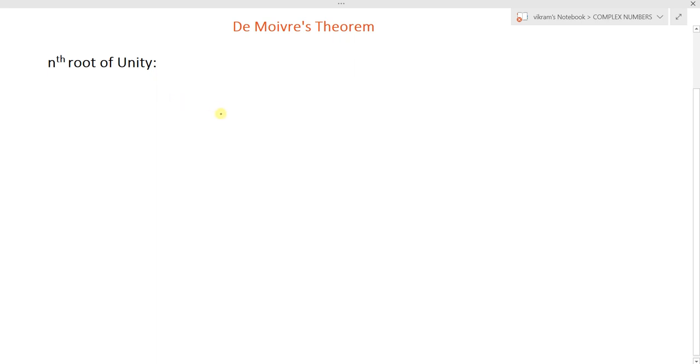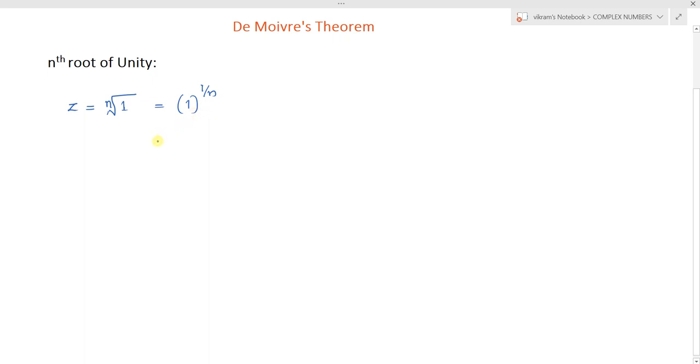nth root of unity. Another important concept from complex numbers, especially from De Moivre's theorem, is finding the nth root of unity. Let us consider a complex number z given by the nth root of unity, which we can write as 1 power 1 by n. So how do we find the roots of this unity?